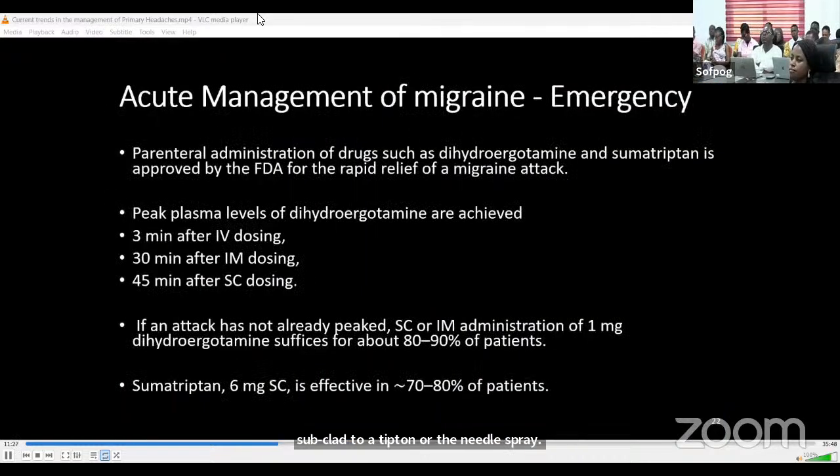So for emergency treatment of migraines, we're looking at parenteral medication. Dihydroergotamine, if it's available, can be given intravenously, IM, or subcutaneously. Subcutaneous sumatriptan, 6 milligrams, is very effective in about 70 to 80% of patients as well.